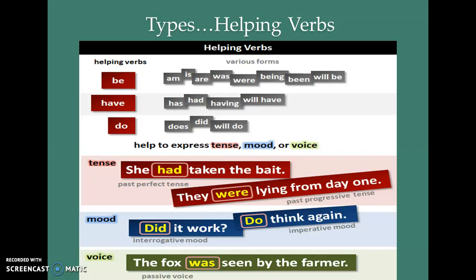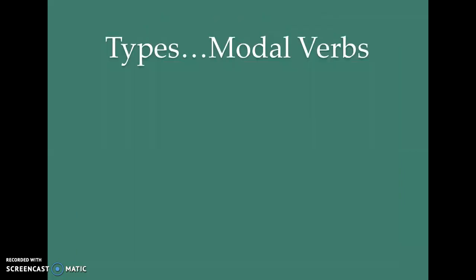It also indicates mood, like in these two examples, did it work and do think again. Did and do are indicating the mood, interrogative mood and imperative mood in the sentence. Now in the end you will see how it indicates voice. In the last example, the fox was seen by the farmer. Now here was is showing the passive voice in the sentence.